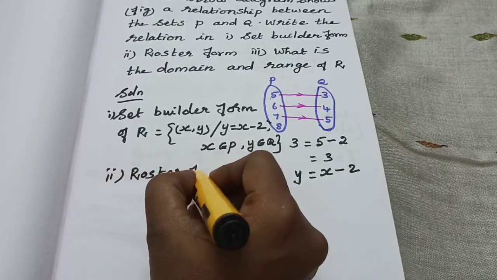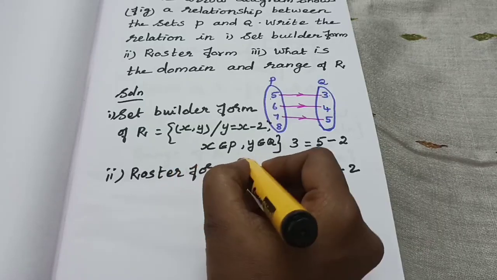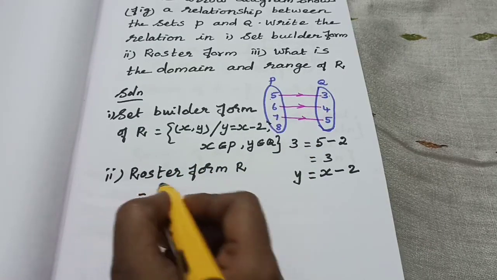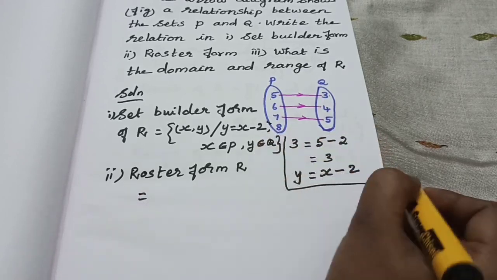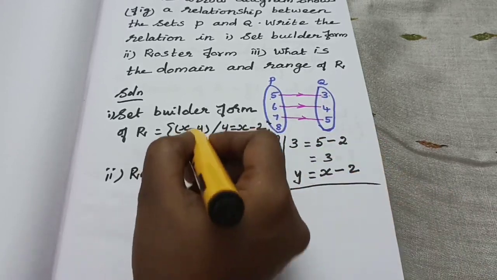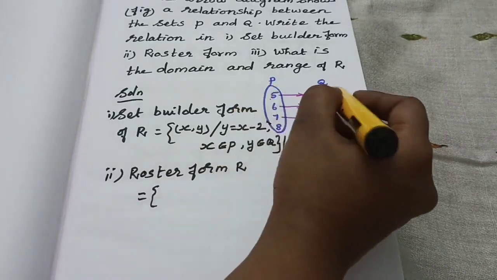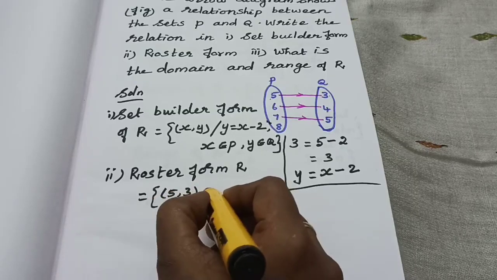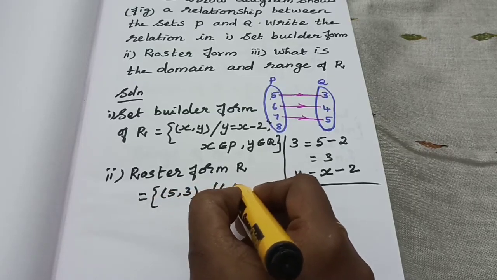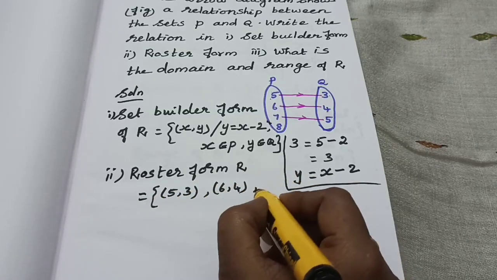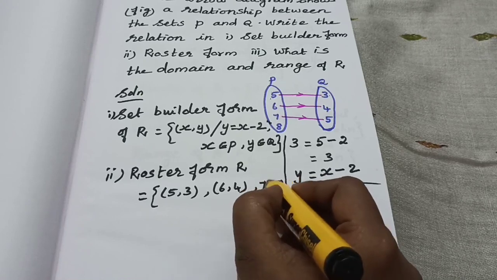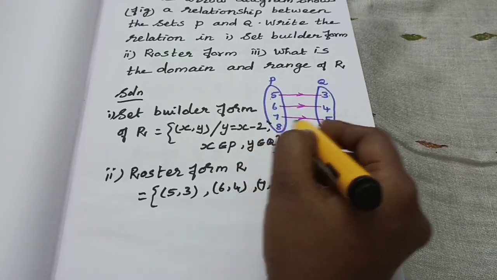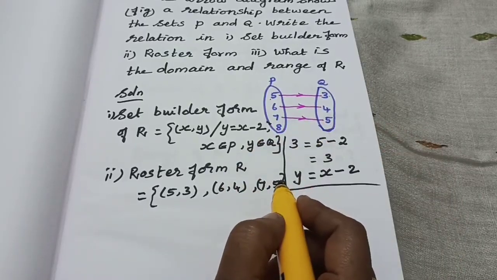Then second one, roster form. R is equal to. Roster form, R equal to. How can we write the ordered pairs? Say 5 comma 3. One ordered pair, 5 comma 3, is an element. Then 6 comma 4, another element. Then 7 comma 5. Close the bracket. Okay. 8 has no relation. Have you understood?